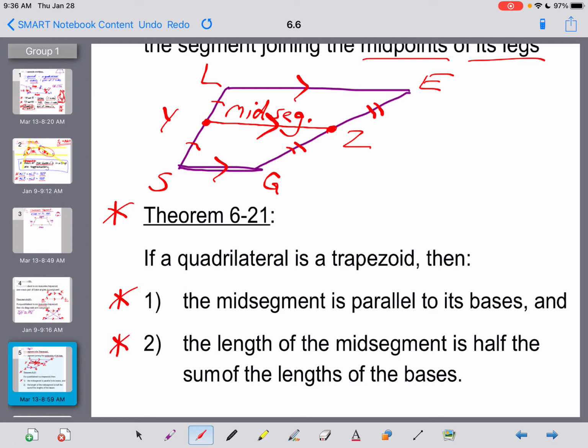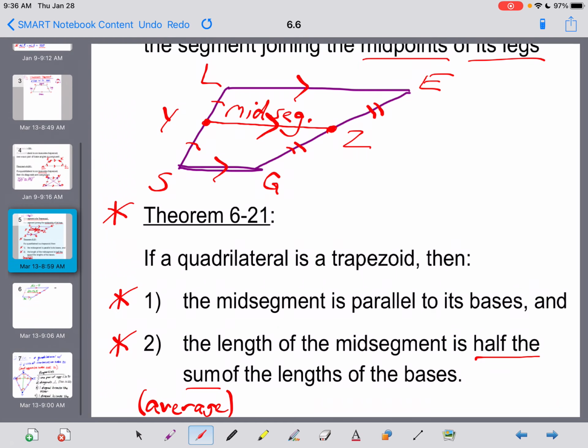The second one, this one kind of makes some sense. The length of the midsegment is half the sum of the lengths of the bases. And this phrase right here, half the sum, everybody: if you take two numbers, add them together to get their sum, and then take half of that, or divide by 2, you are finding the average of those two numbers. You are finding the average of those two bases.